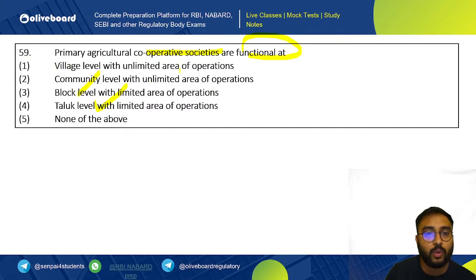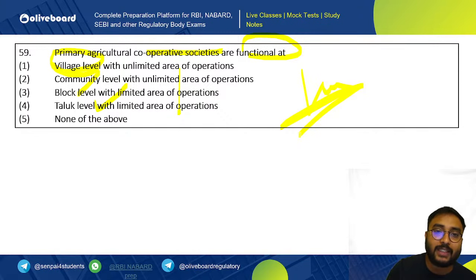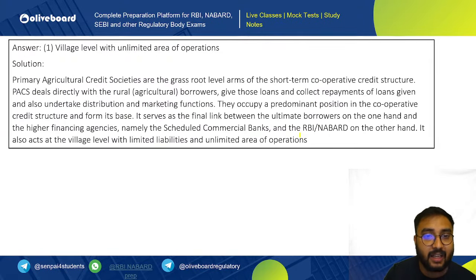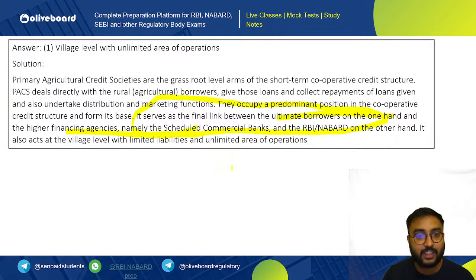So see, even if you don't know whether it is limited or unlimited, here one very important hint is that PACS is the linchpin. Linchpin in the sense that this is a point of contact between the scheduled commercial banks which loan out to agricultural needs and your NABARD and RBI. So PACS are a link between the ultimate borrowers on one hand, that is farmers, and higher financial agencies like RBI and NABARD, that is scheduled commercial banks. Okay, so between farmers and financial institutions, your PACS are there. That is why PACS are very important.